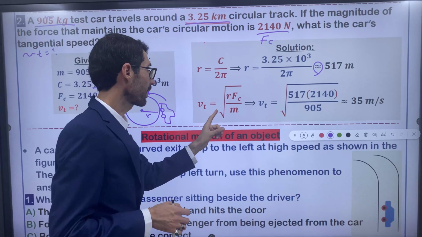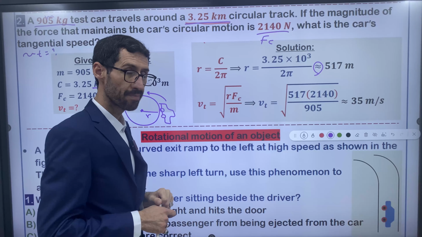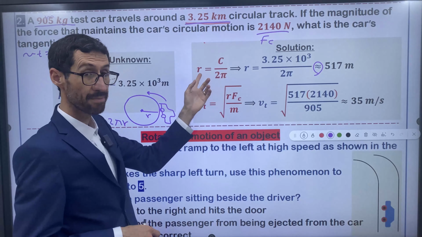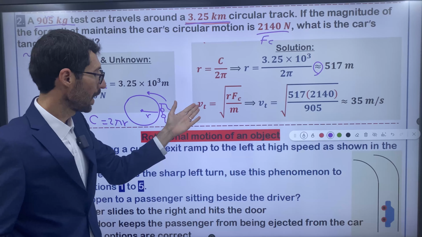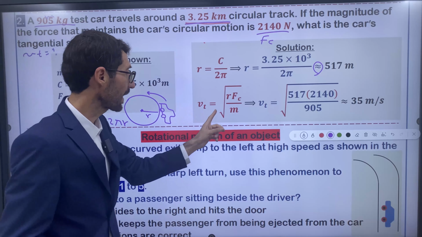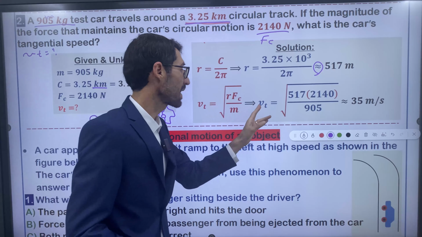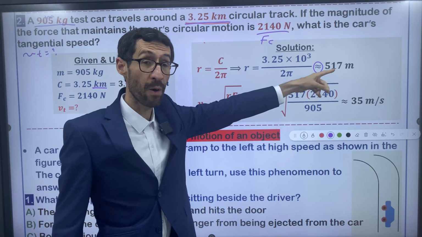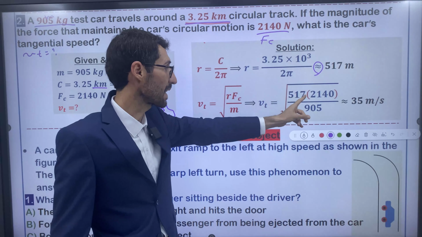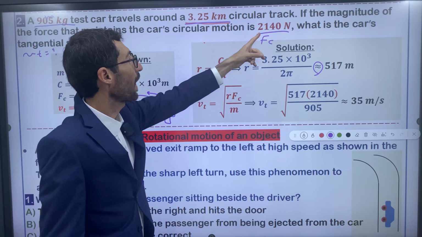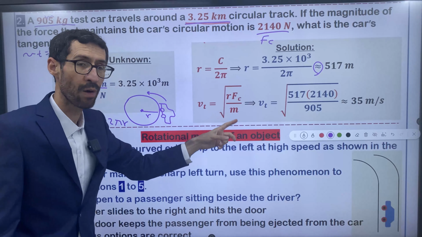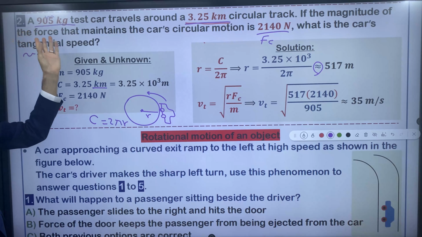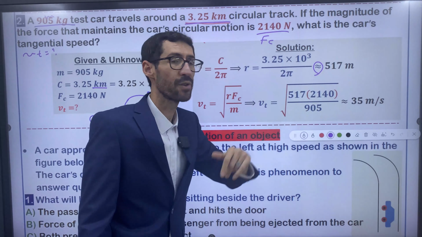So Vt is equal to the radical of r Fc divided by m. After we found the radius, right now I write the rule for Vt. Vt is equal to the radical of r, we found the r already, 517, multiplied by Fc. We have Fc, 2,140, divided by the mass of the test car, 905. And after that, you can find the answer, which is 35 meters per second.